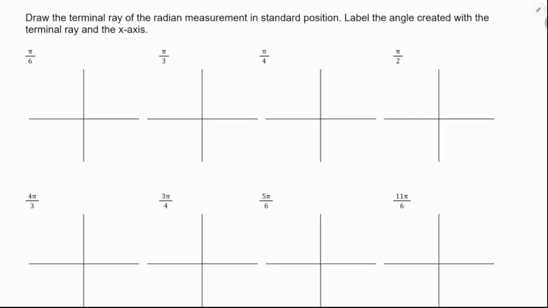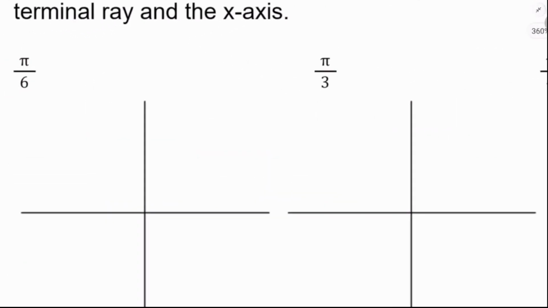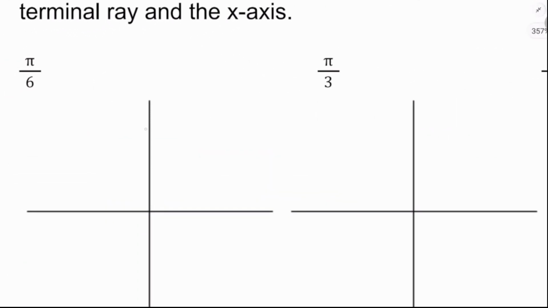All right, now we're going to draw the terminal ray of the radian measurement in standard position, and label the angle created with the terminal ray and the x-axis. All right, I think I see what we're saying here. Pi over 6, that's a 30-degree angle. That's pretty close to 0, so it's going to be in the first quadrant.